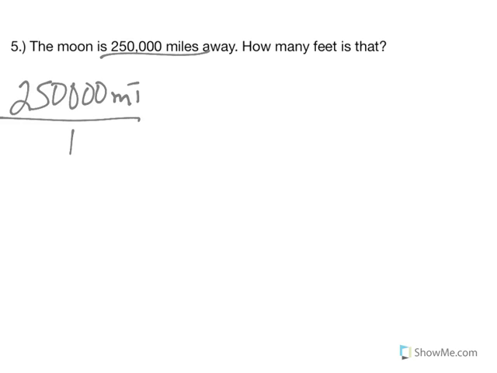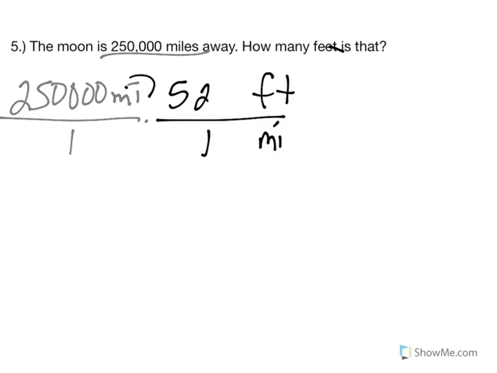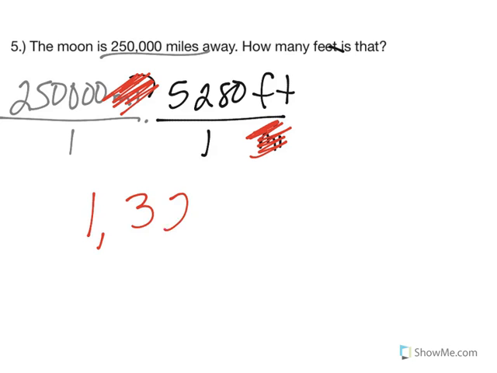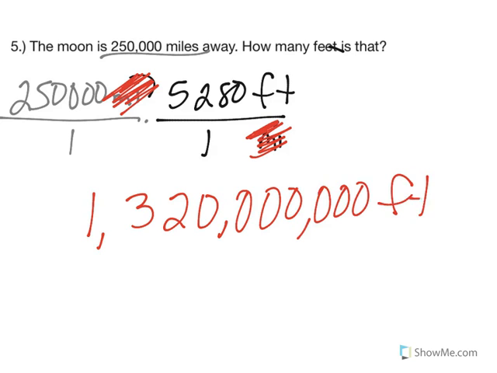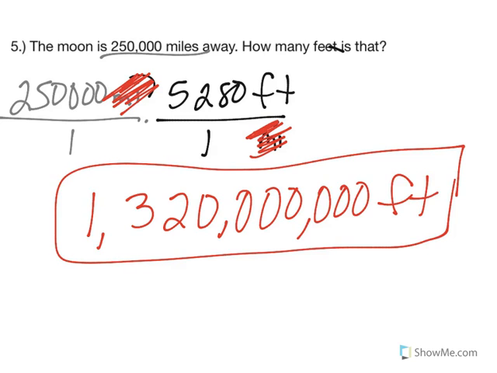So we start with what we're given, 250,000 miles. How many feet is that? Well, if you look at your chart, you know miles in the top means miles in the bottom. And we can do miles to feet. So 1 mile is 5,280 feet. Well, my miles and my miles go away. Nice, one step. Multiply those two together. And a large honking number, I get 1,320,000,000 feet.